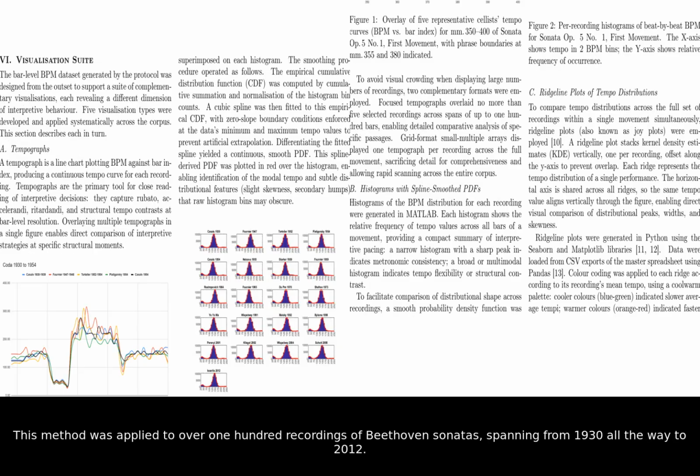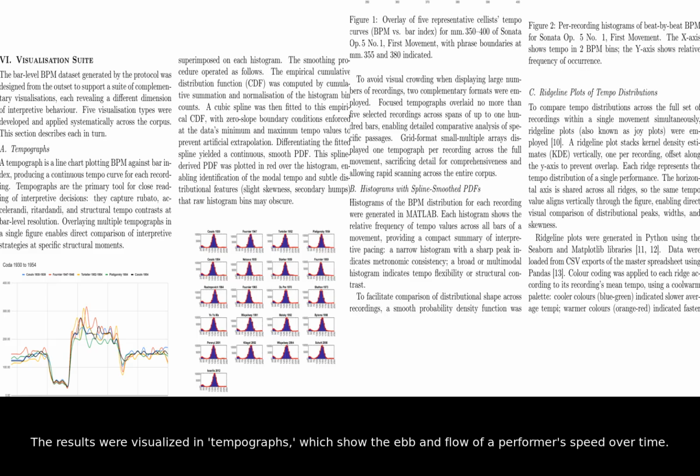This method was applied to over 100 recordings of Beethoven sonatas, spanning from 1930 all the way to 2012. The results were visualized in tempo graphs, which show the ebb and flow of a performer's speed over time.